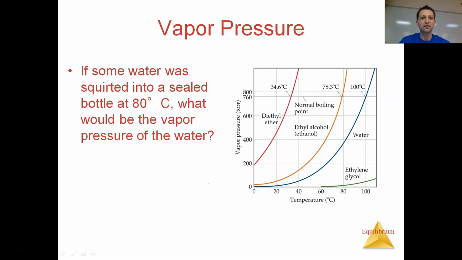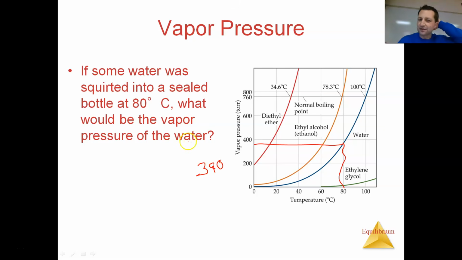So some water was squirted into a sealed bottle at 80 Celsius. What would the vapor pressure be of the water? So water is squirted into a sealed bottle at 80 Celsius. So we're at 80 Celsius. You go up to the water curve. Okay, and if we go over to the y-axis, we're at somewhere around 380, 390, right? So let's say 390 torr.